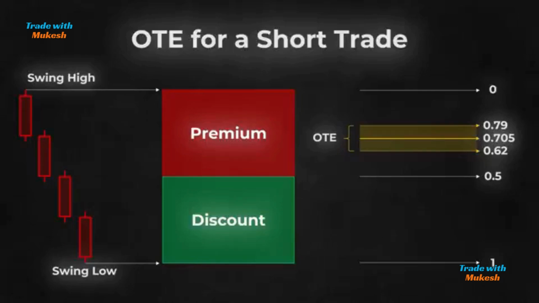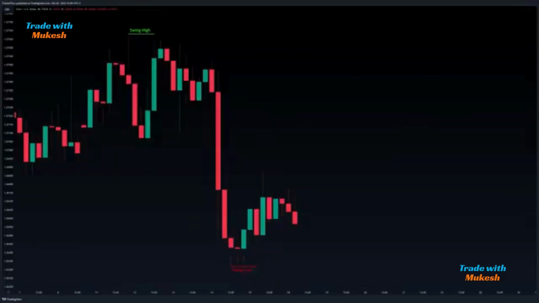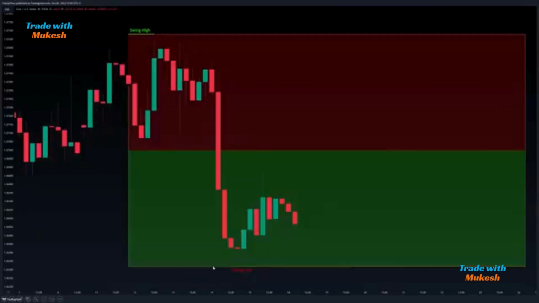Let's take a look at a couple of examples of how the OTE works in real price charts. Here you can see the 4-hour chart of the Euro-USD. I already marked out an important swing high and a swing low. Let's now mark out the discount and premium zones generated by this range.